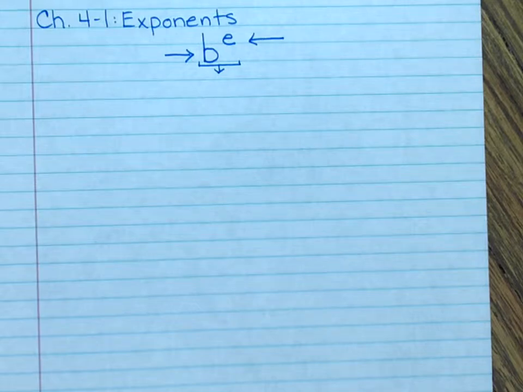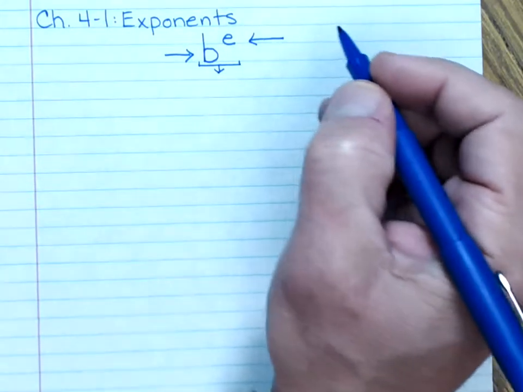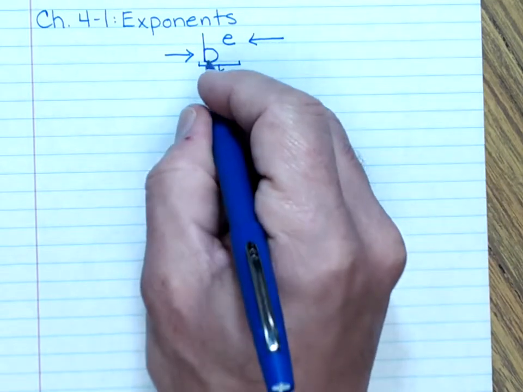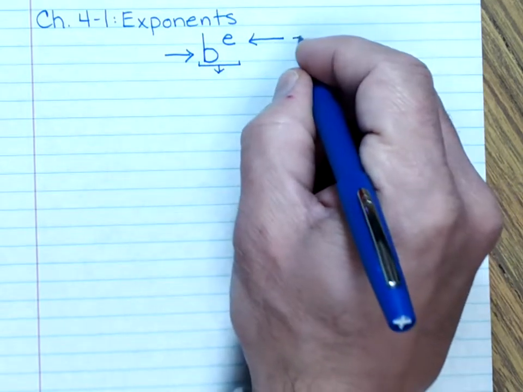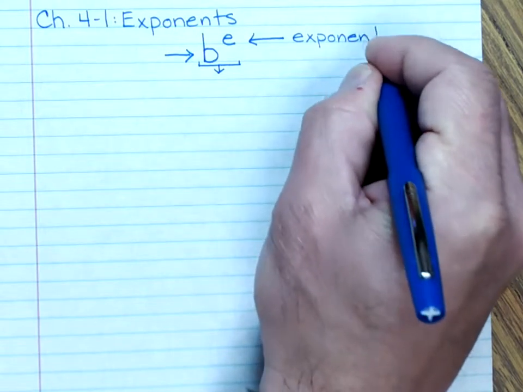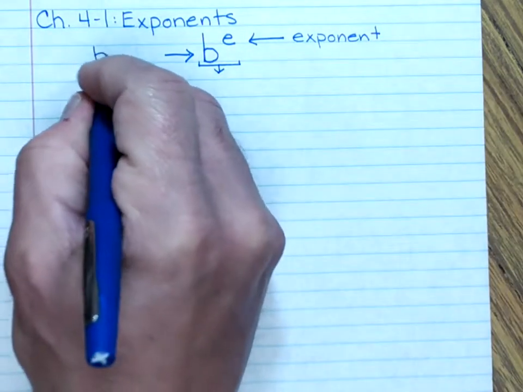Chapter 4, section 1, exponents. This is what an exponent would look like, or I'm sorry, a power. This is your exponent. This is your base.